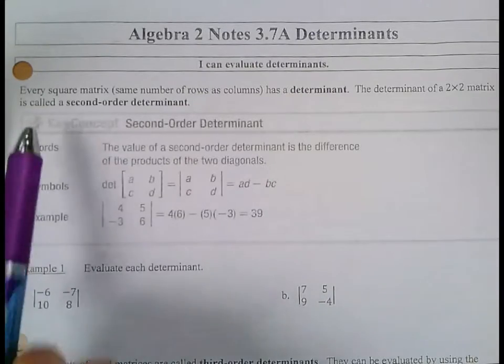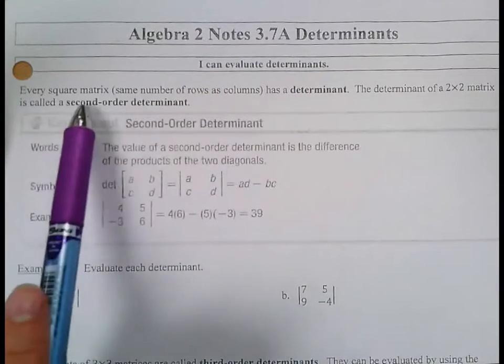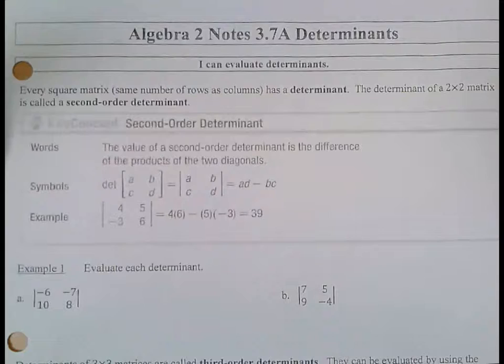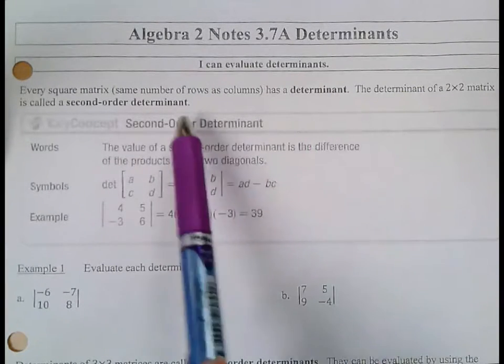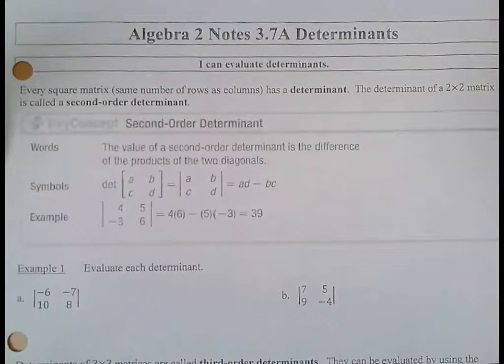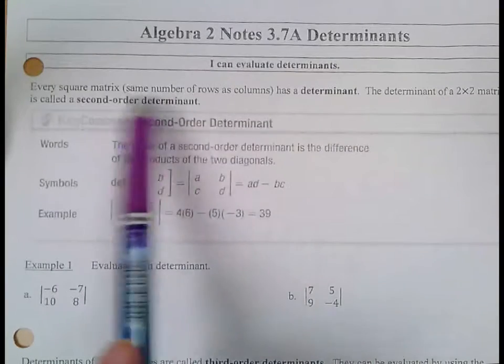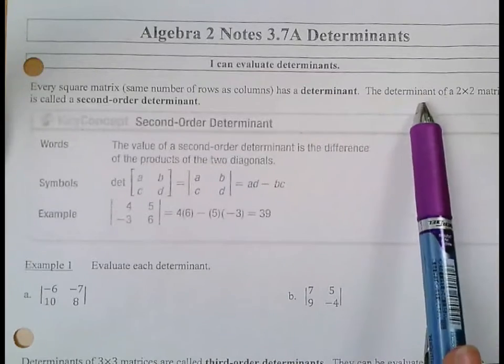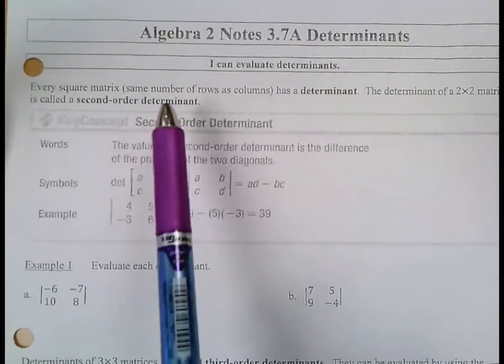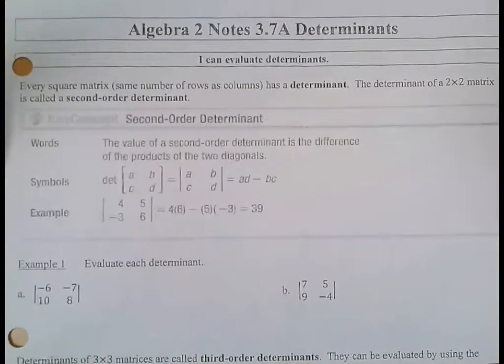And it does say at the beginning every square matrix, and a square matrix means it has the same number of rows as columns, has a determinant. So if a matrix is not a square matrix, like a 2x1 matrix, it would not have a determinant. So these square matrices have determinants, and the determinant of a 2x2 matrix is called a second order determinant. So for a 3x3 it would be a third order.